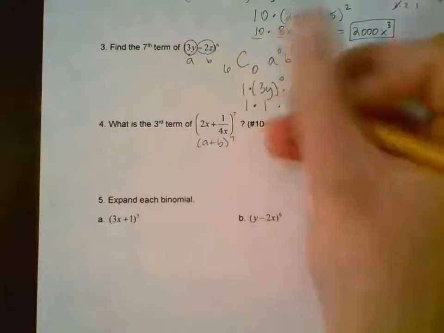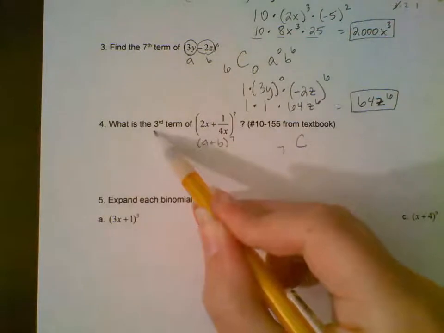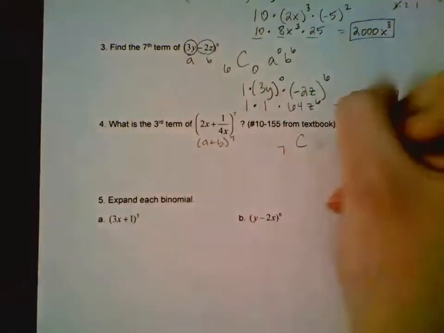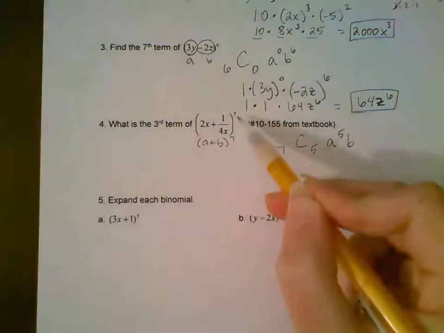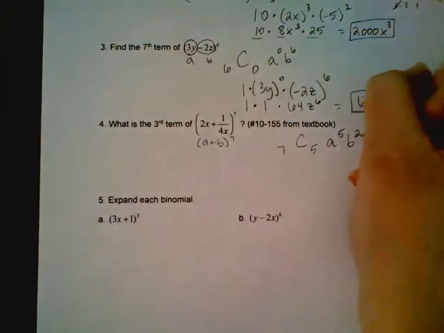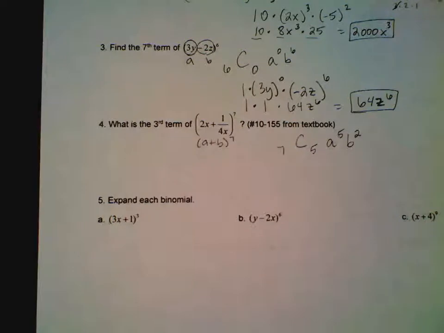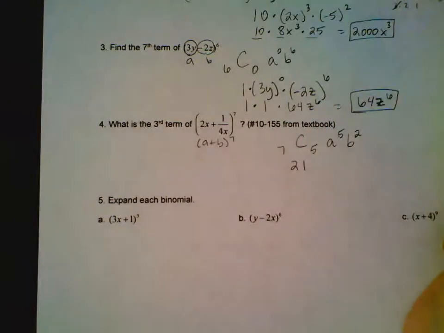So we're going to start with our exponent of 7, C, and then I'm going to do 7 minus 3, since I want the third term, so 7 minus 3 is 4, and 4 plus 1 is 5. Okay. And I have a to the same exponent as that, and then my b exponent, these need to add together to get 7, so that's going to become a 2. So again, I have 7 things, I'm going to choose 5 of them, and the order doesn't matter, so that's going to give us 21 for the coefficient part.